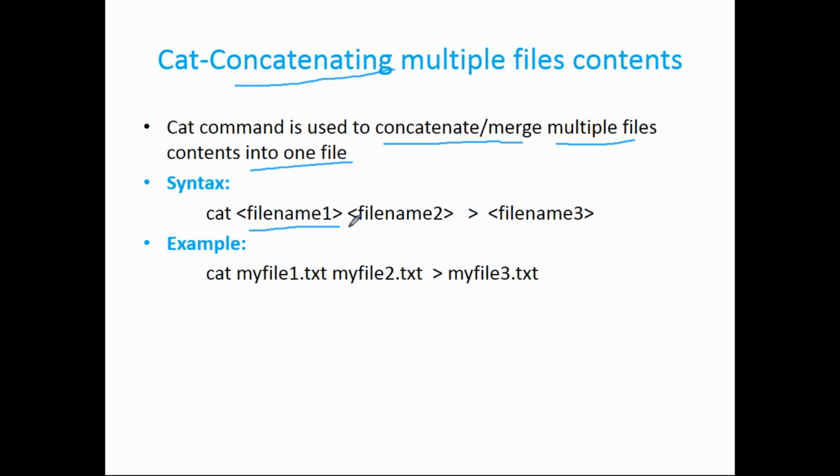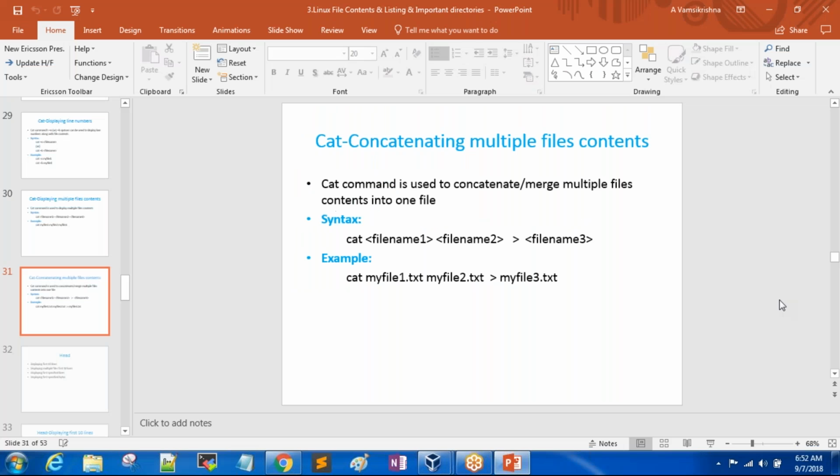Cat space file 1.txt, file 2.txt, and then use this symbol, and then this corresponding file, the resulting file. Let's try to see the hands-on part for these two.